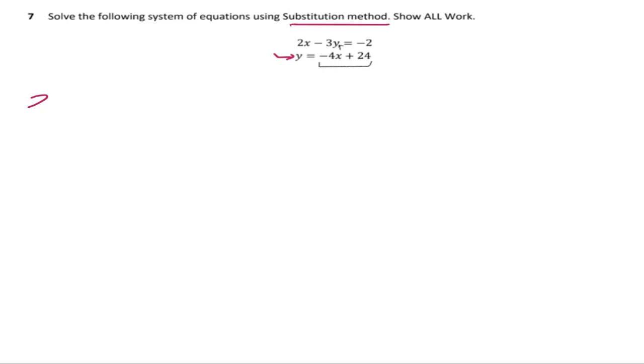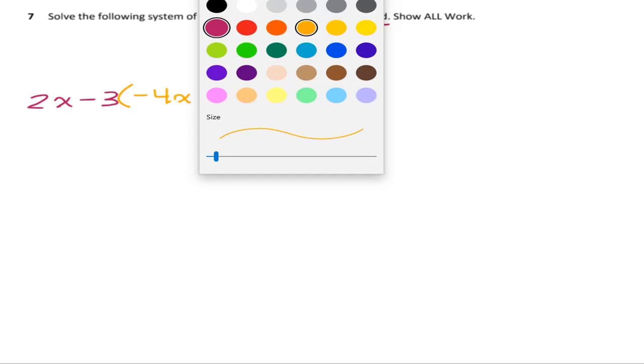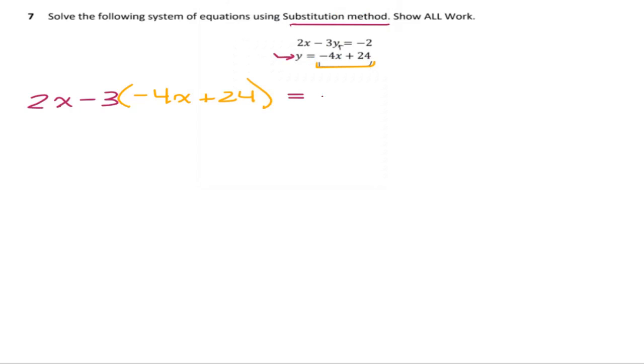So I'm going to start rewriting that first problem. 2x minus 3y. But again, instead of y, I'm going to plug in this whole expression. I like this other color better. So I'm multiplying, right? 3 times y. So instead of y, negative 4x plus 24. Go back and rewrite the rest of it, equals negative 2. All right, substitution method. So I just substituted in. Notice, again, my goal was to get rid of one of those variables. And hey, now my equation only has x's in it.